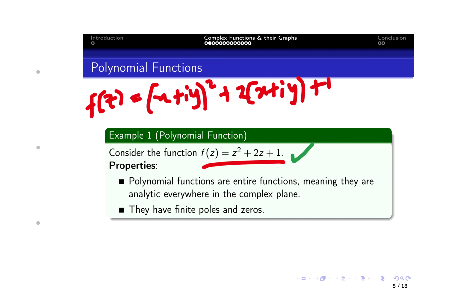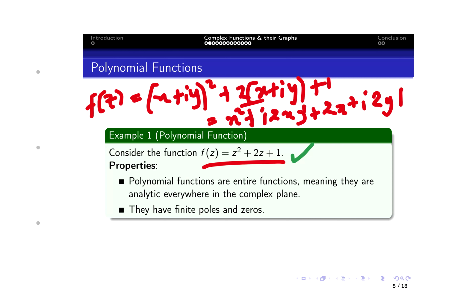If you square this, of course, you're going to get x squared plus i 2xy. Then plus, for this part, you have 2x plus i 2y, that is 2 times x plus iy. Then plus 1. So you can tidy things up already. You have f of z to be, if you put all the things without i together, x squared plus 2x plus 1.